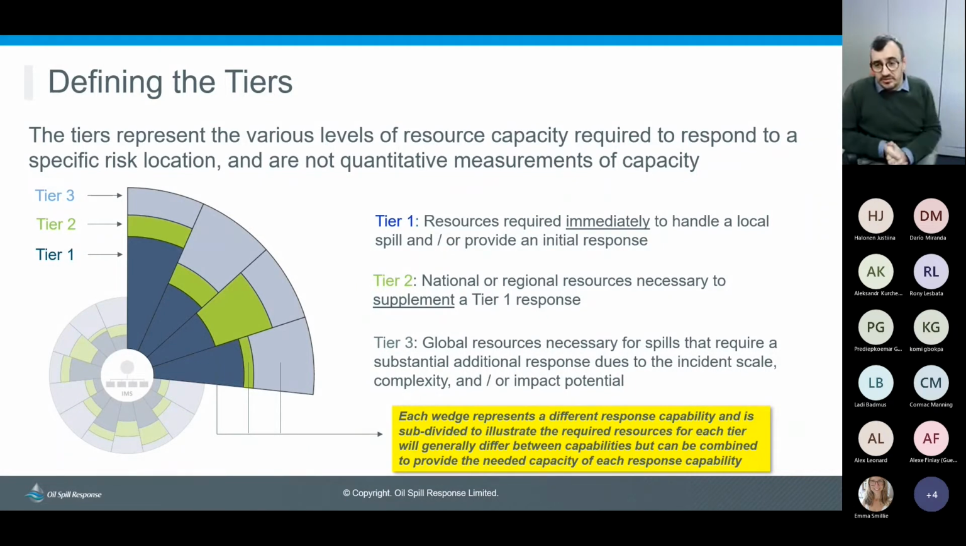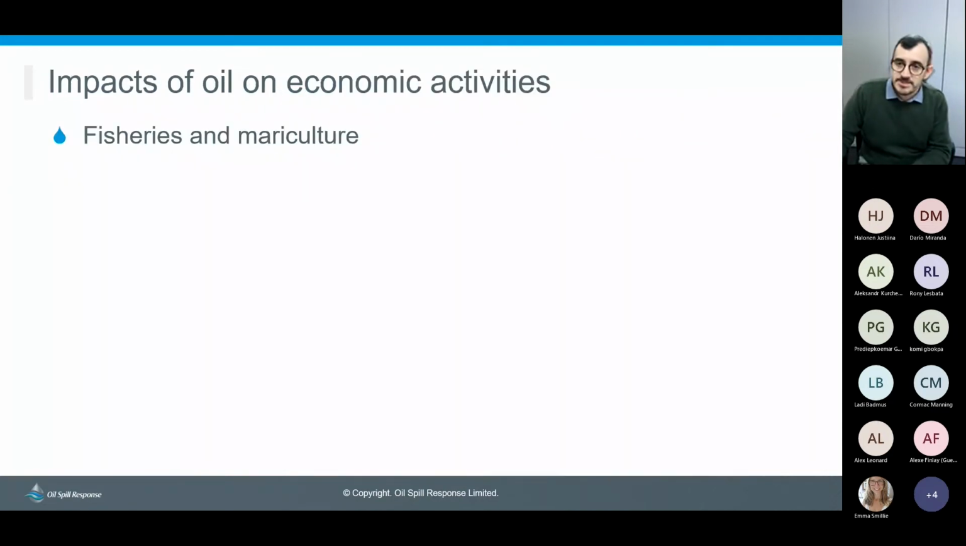Okay, so this is just an example, and for each company scenario, risk, needs, it's all going to be different. So let's get into this a little more. What are all of these regimes that we talked about, the conventions, the funds, and what does this mean in broader terms? So let's start by exploring the impacts of oil on economic activities.